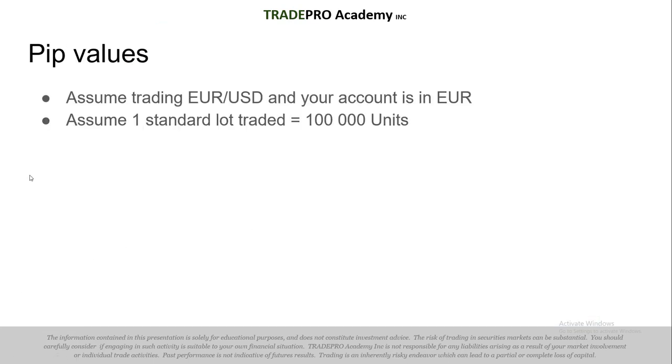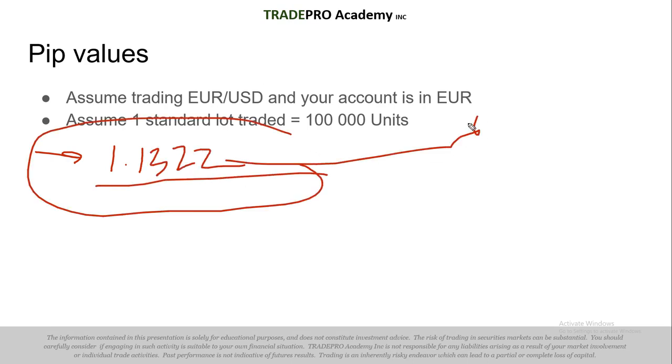Okay, so in this example right here, pip values assume that we are trading the Euro USD and your account is in euros, and we also assume that we're trading one standard lot. Again, let's say that the Euro USD is equal to 1.1322, and we'll use this as an example to calculate the dollar value of 1 pip movement in this situation. So let's say you're long the Euro USD, and this is the current trading price of the Euro USD. You're long one standard lot, 100,000 units.